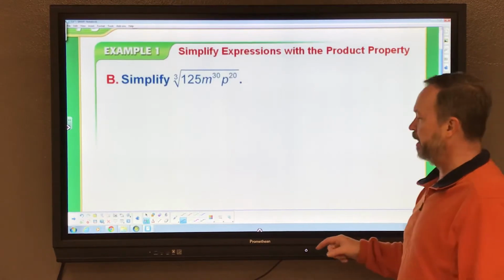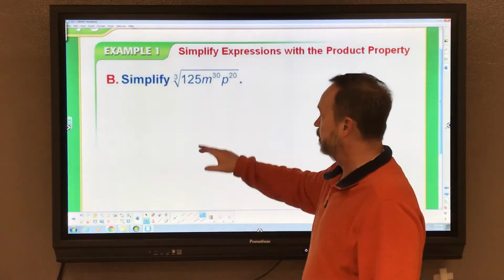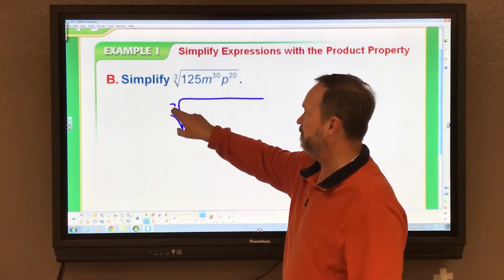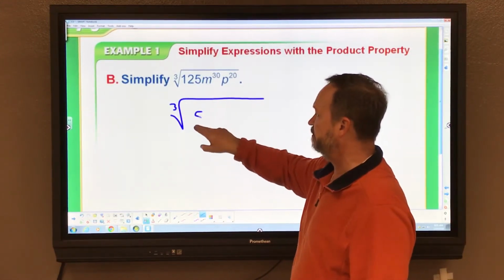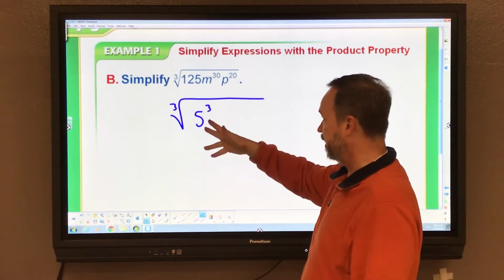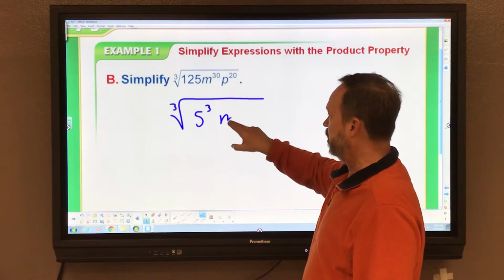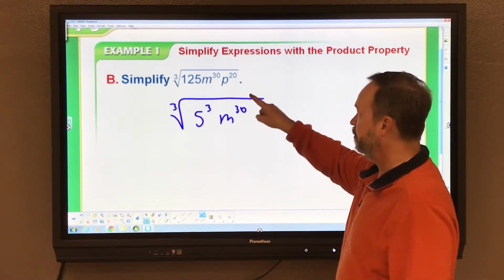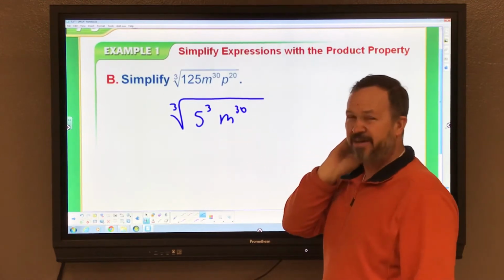The cube root. Now, in this particular problem, that's not going to be a problem because you can think of 125 as 5 cubed, which is going to be good because then the exponent divided by index is going to come out even. The m to the 30th, no problem because the exponent divided by index can come out even. But the 20 divided by 3 does not come out even.